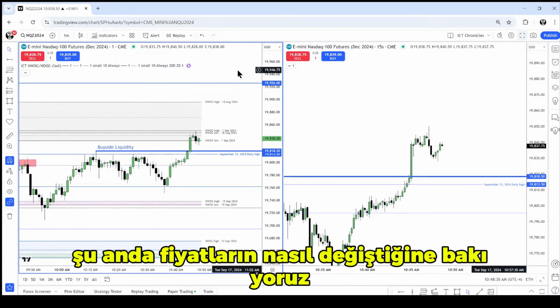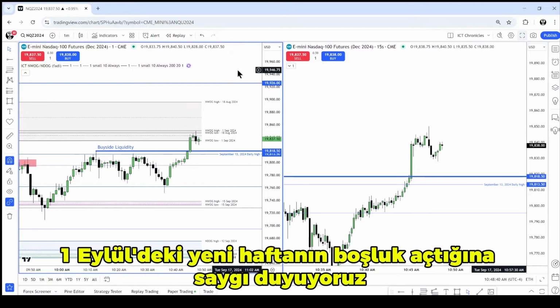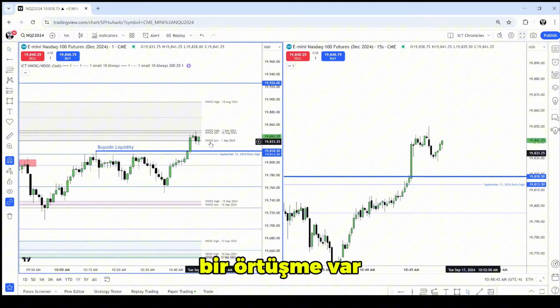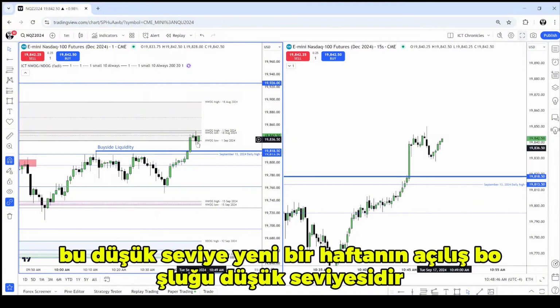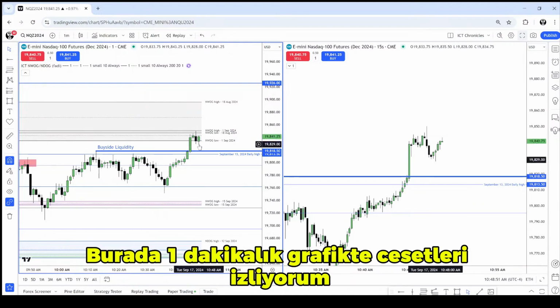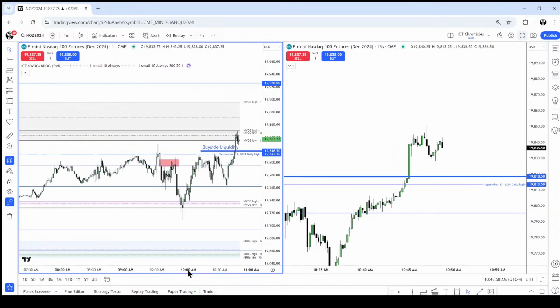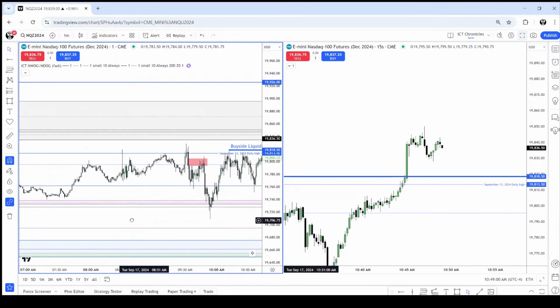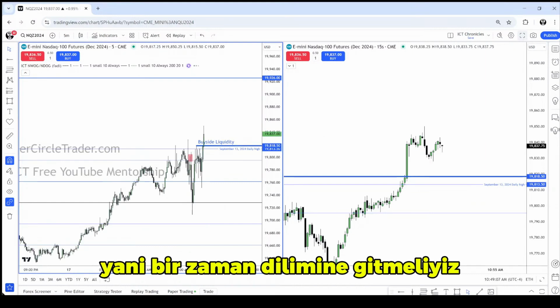Right now, we're looking at how price is respecting that September 1st new week opening gap. There's an overlap of price here. This low is a new week opening gap low. I'm watching the bodies here on the 1 minute chart. So we don't have any buy side to refer to here on the 1 minute chart. So we've got to go up one time frame.